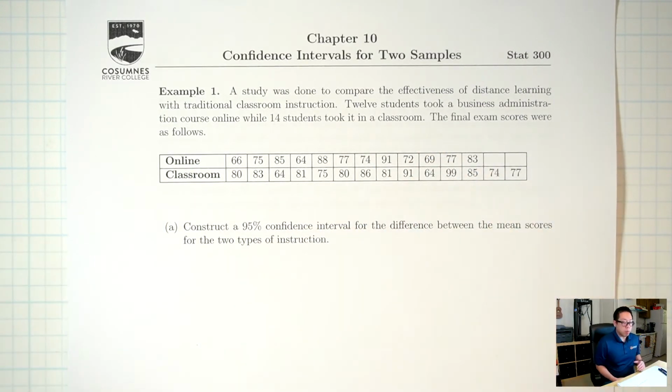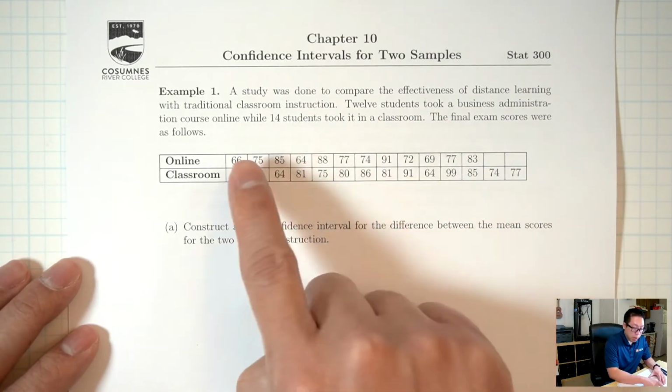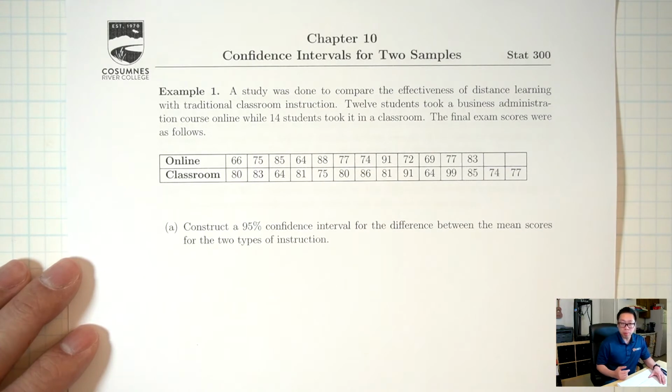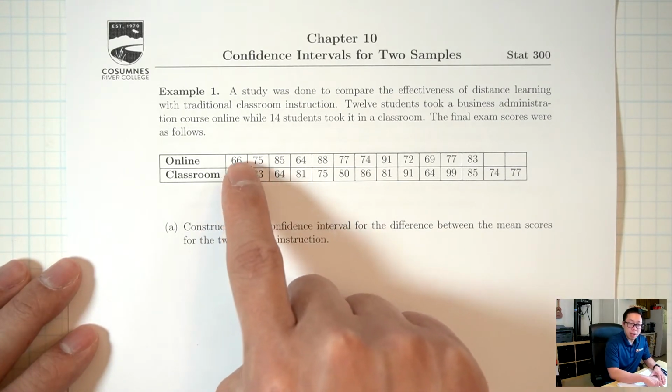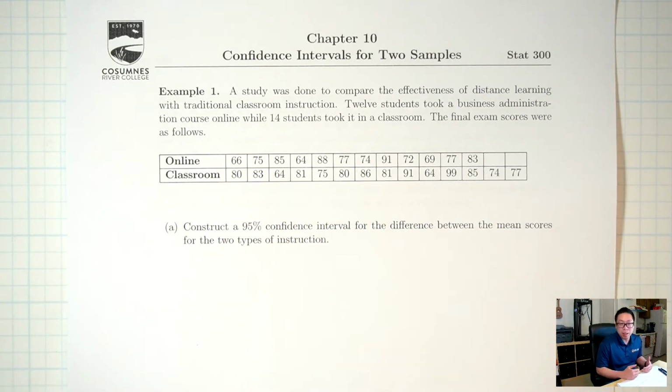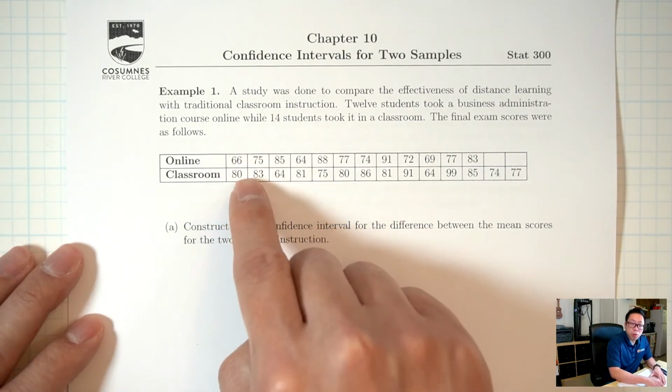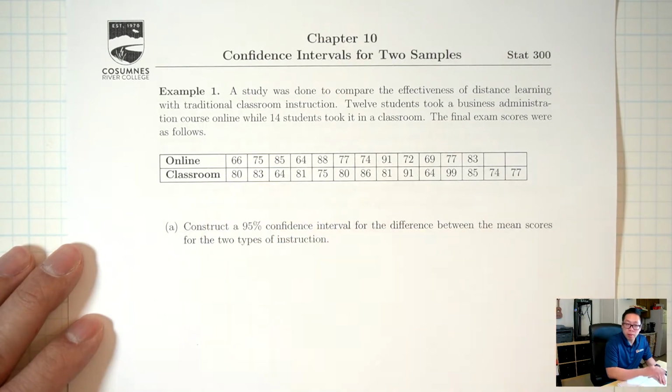Okay, so do we have those situations here? It says 12 students took it online and 14 students took it in the classroom. So this isn't a situation where one student is taking it online and then taking it again in a classroom. So these aren't scores for the same student. So definitely not that first example.